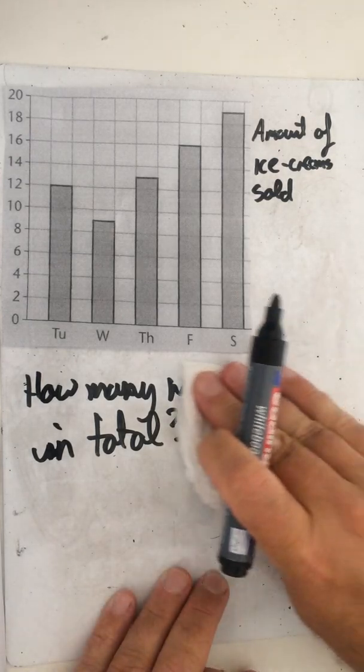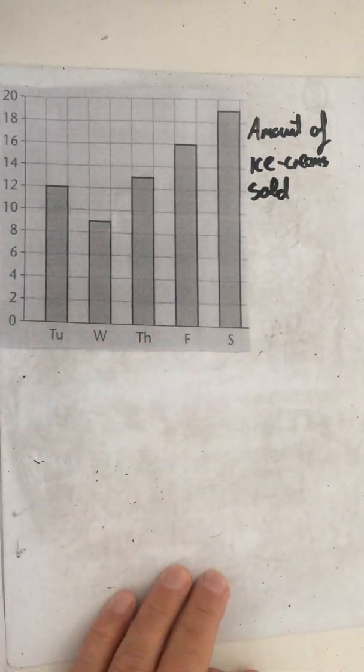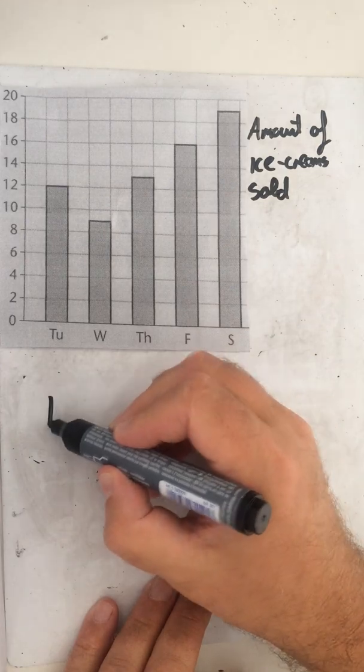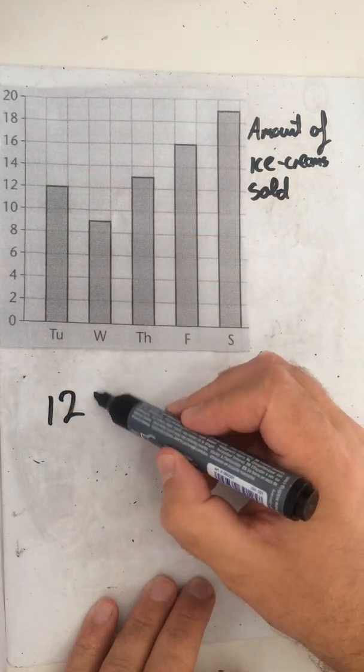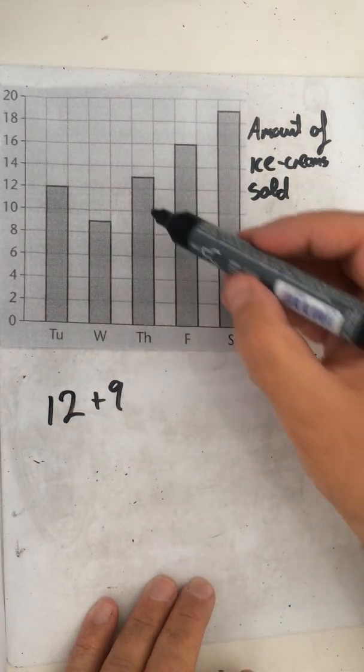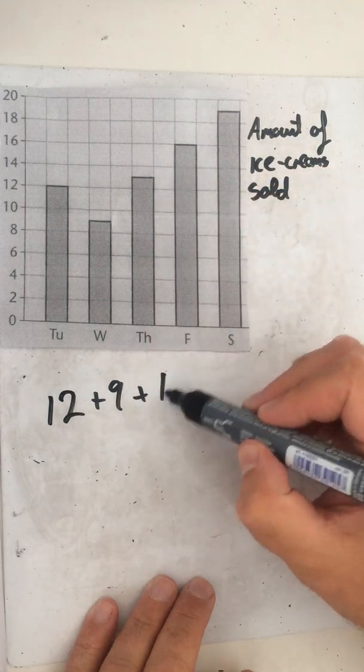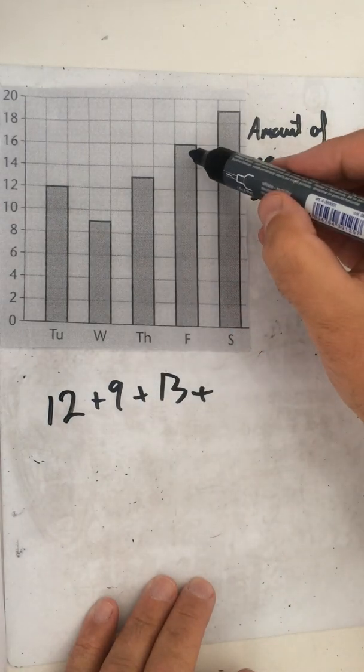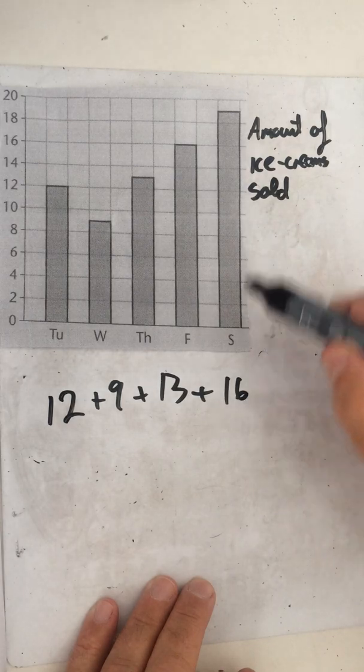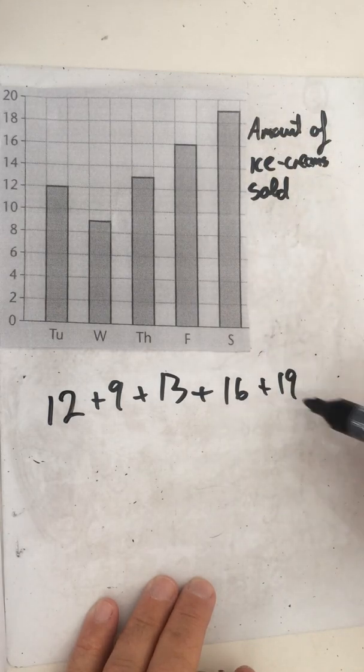And again, we just need to work our way through. Okay, so how many were sold on Tuesday? 12. How many were sold on Wednesday? 9. How many on Thursday? 13. How many on Friday? 16. And on Saturday? 19.